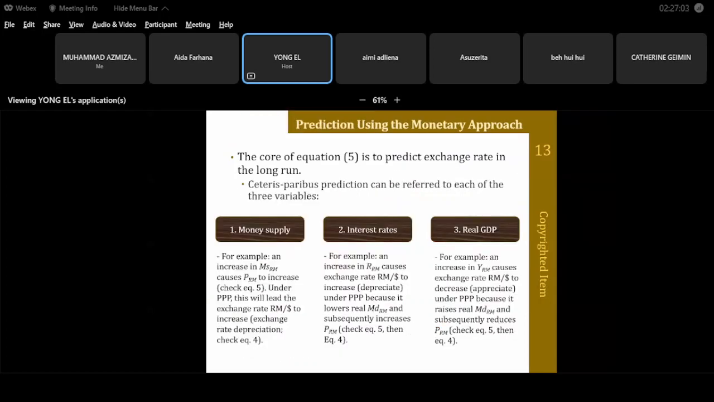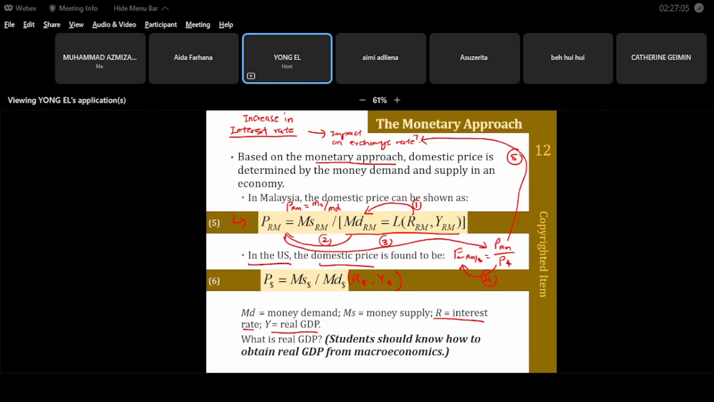Okay, let's consider case by case now. We will consider how an increase in interest rate will affect the price level, and how an increase in Y, the real GDP, can affect the price level. And of course, we also need to understand if the central bank pursues a monetary expansion policy by increasing money supply in the economy, what will happen to the price level, right? Let's look at this one by one.